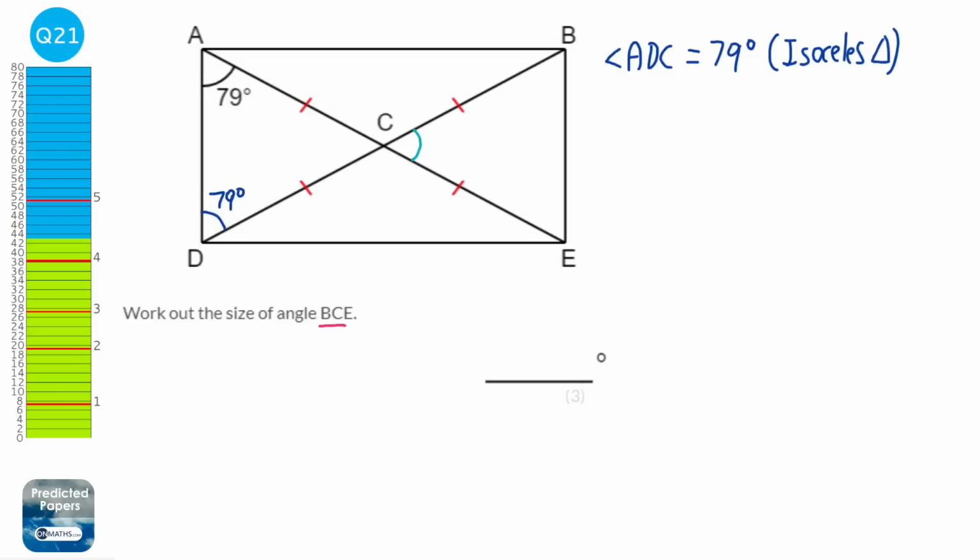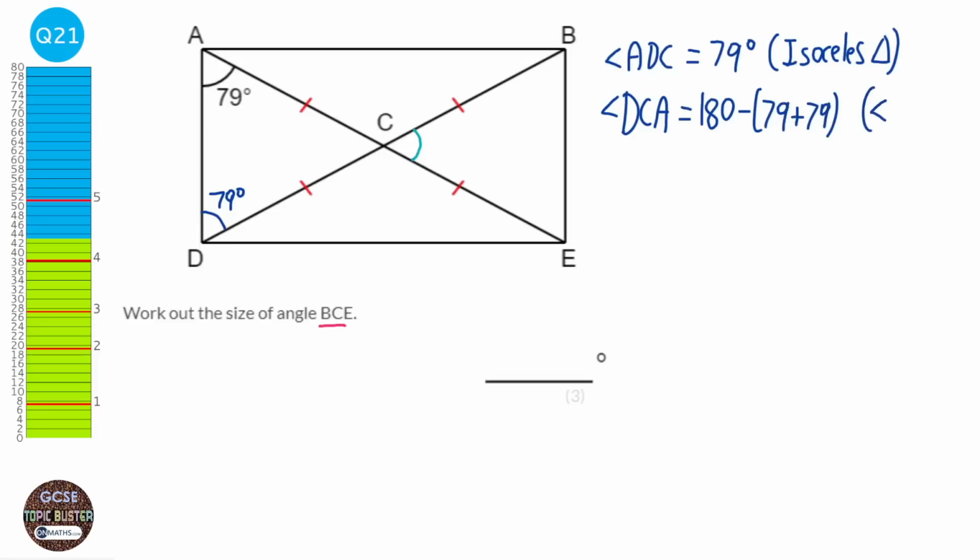Now we've got 2 of the 3 angles in the triangle, and the last one is going to be angle DCA. And to work out what this angle is, we're going to take it away from 180. So we're going to do 180, take away the 2 79s we've just worked out. And the reason for that is angles in a triangle equal 180 degrees. Okay, so when we do that, we do 180, take away the 158, and we're left with 22 degrees. So we know that this is going to be 22 degrees.